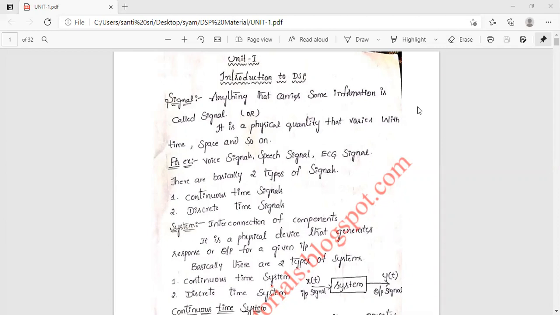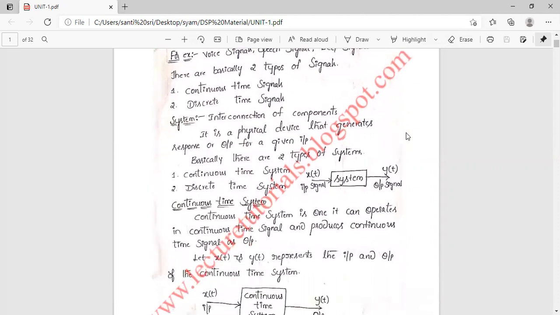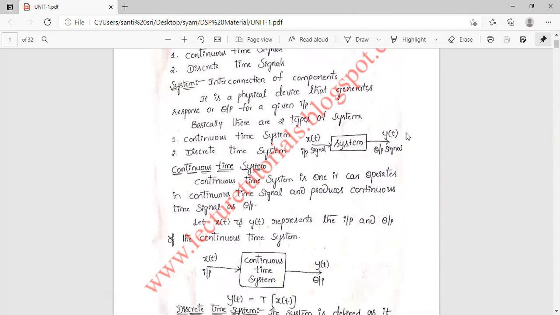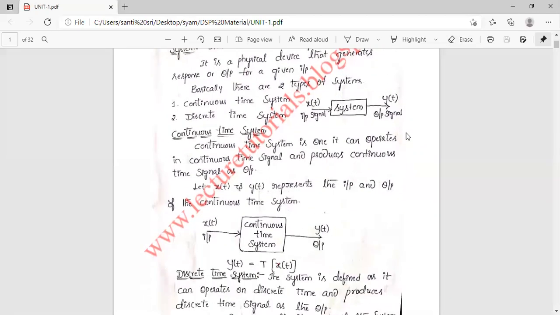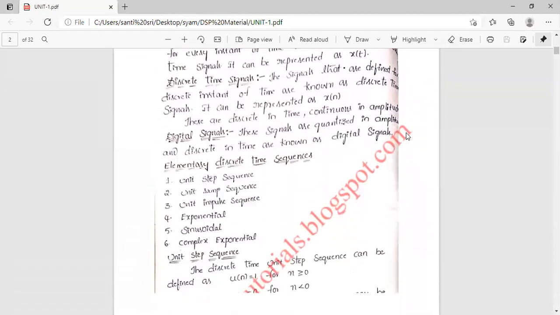Coming to the system, it is an interconnection of components. Here, it will take an input signal as a continuous time signal and give a continuous time signal as the output for the continuous time system. Similarly, for a discrete time system, a discrete input will be taken and a discrete output will be given. So that is y of n equal to transformation of x of n for discrete time systems. For continuous time systems, y of t equal to transformation of x of t.